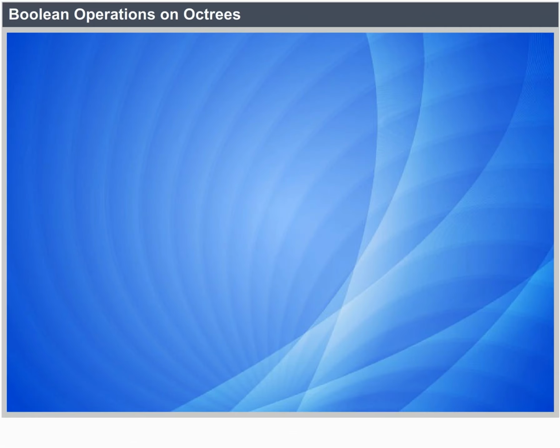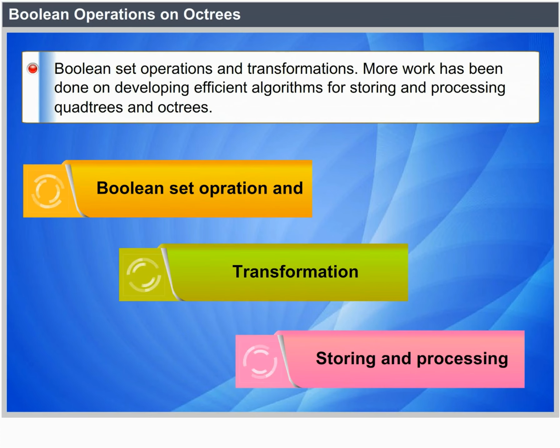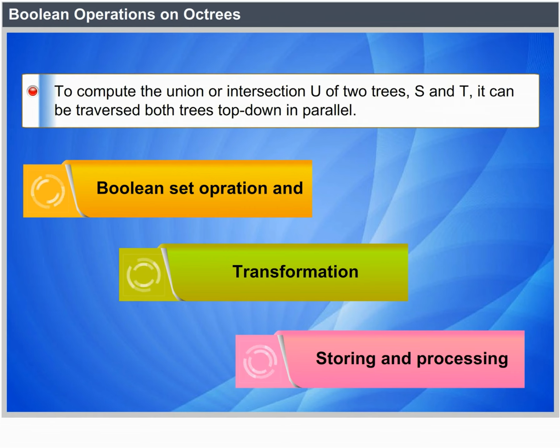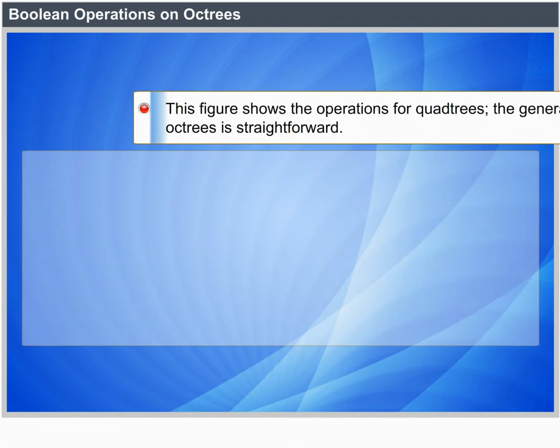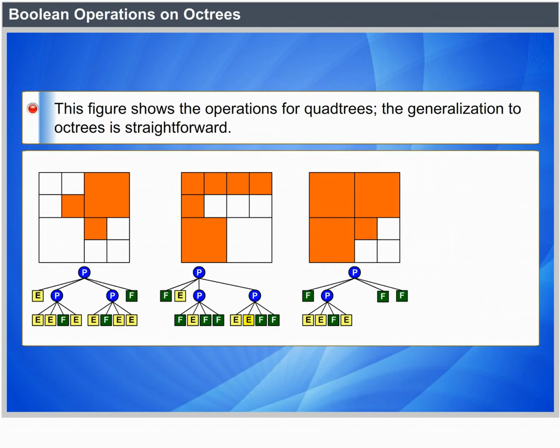Boolean operations on octrees. Boolean set operations and transformations. Much work has been done on developing efficient algorithms for storing and processing quadtrees and octrees. For example, Boolean set operations are straightforward for both quadtrees and octrees. To compute the union or intersection U of the two trees, S and T, we traverse both the trees top-down in parallel. This figure shows the operations for quadtrees. The generalization to octrees is straightforward.